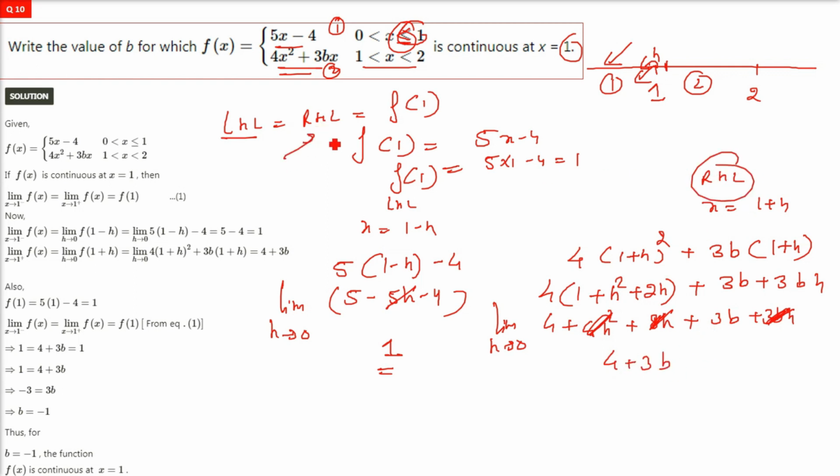Now this left hand limit and right hand limit we have to equate. So let us equate it with 1. So 4 plus 3b is equal to 1. So 3b equals 1 minus 4, that is minus 3. b is equal to minus 1. b is negative 1. This is your answer because b has to be found out. This is how you have to write it.